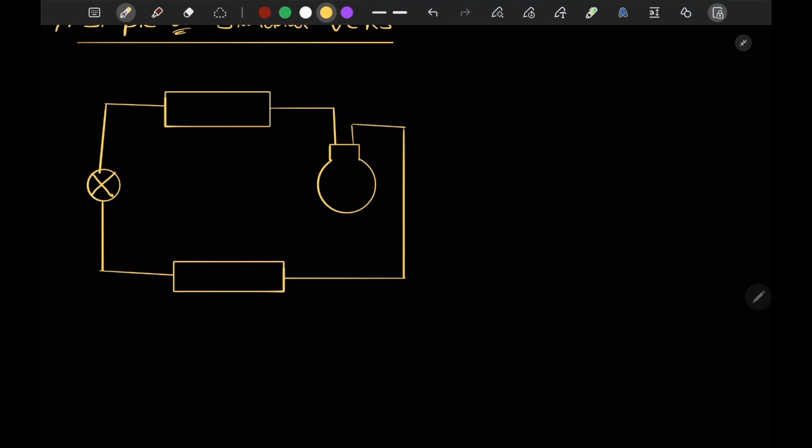So these are our 4 components for our simple VCRS. This here is called the condenser. This is the compressor. This is the evaporator. And this here is the expansion valve.